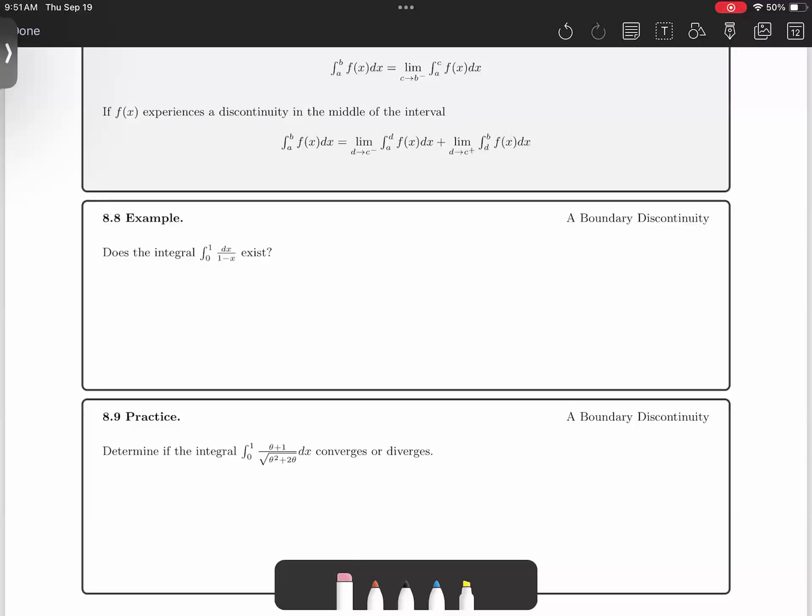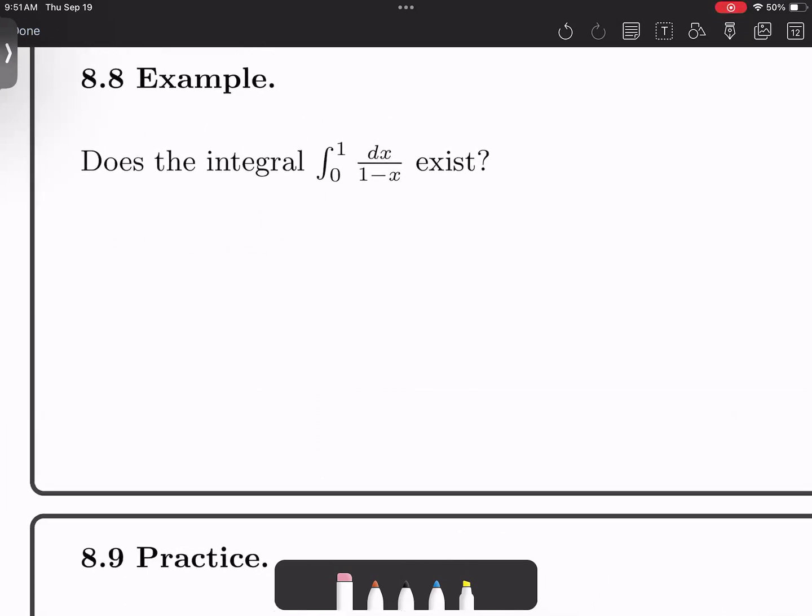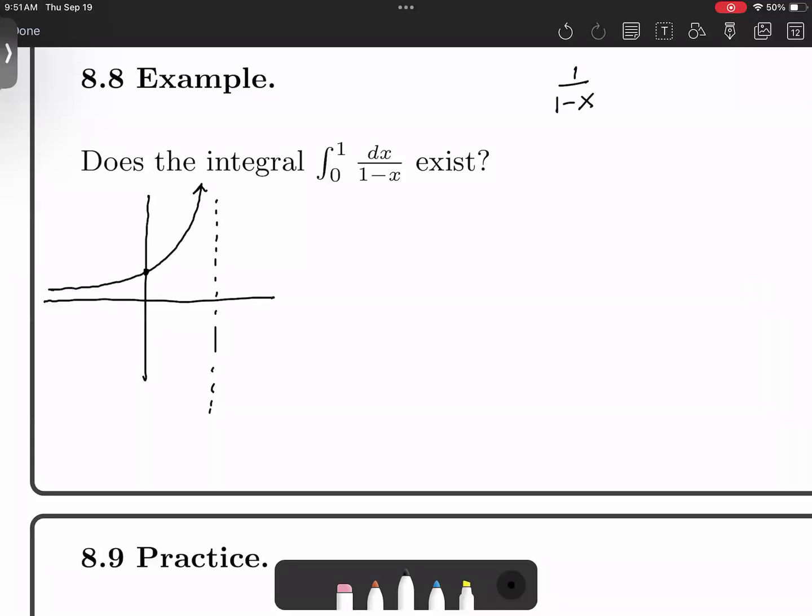You can use this method of improper integrals to evaluate areas underneath functions not only on infinite domains, but functions that have discontinuities. So let's look at this function, 1 over 1 minus x. Let's give ourselves a sketch of the graph to understand what we're talking about. This function has a vertical asymptote at 1, a horizontal asymptote at 0, and a y-intercept of 1. So it's going to look something like this.